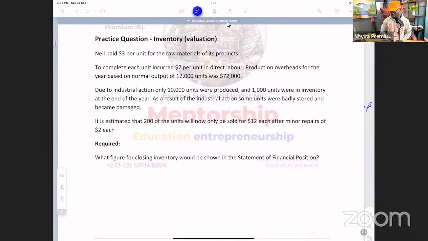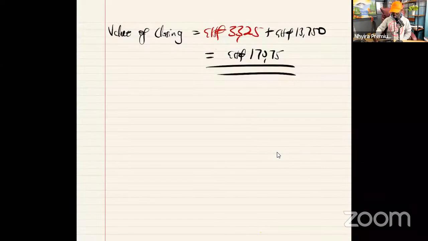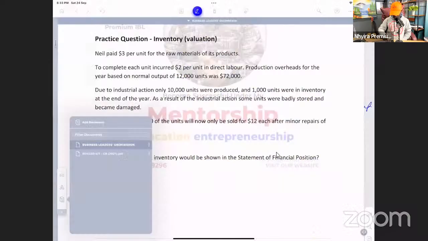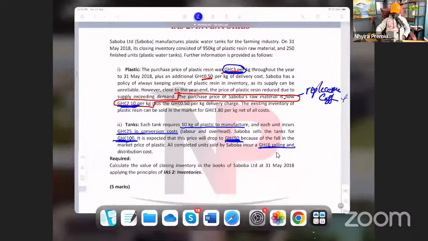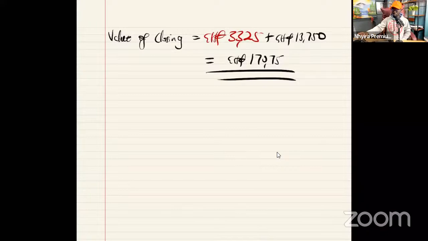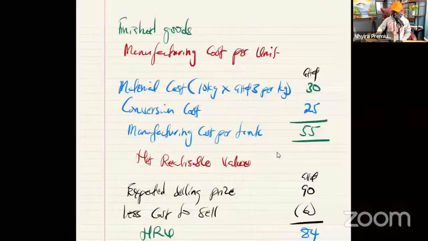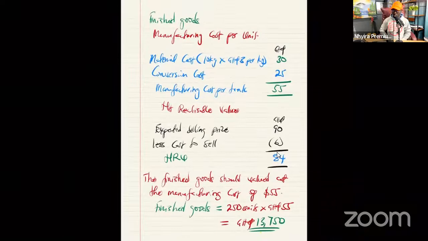Yes, Solomon, your hand is up. Okay, sir. Good evening. Yeah, good evening. Listen, in relation to the question we just solved, I am not getting the value of the closing value, because I checked that with the finished. Which closing value? I don't know. Can I see your solution again? The solution is on your screen. 13,750. Yes. Because you said that to get the value of the closing stock, we are going to look at the cost and then the cost of conversion, right? No.